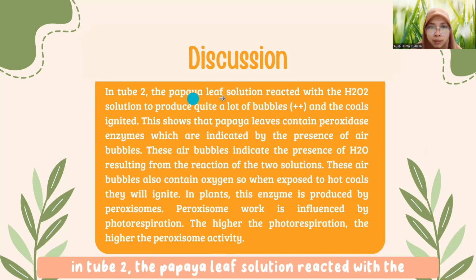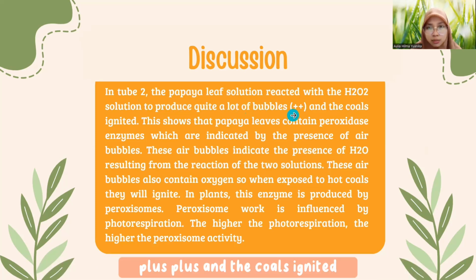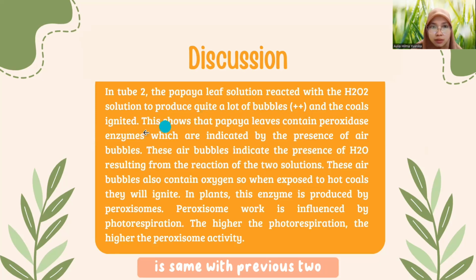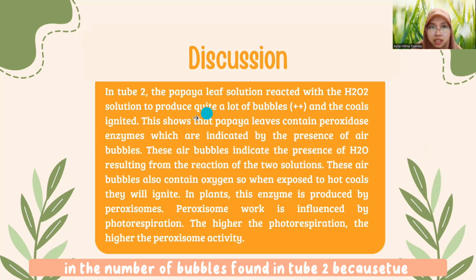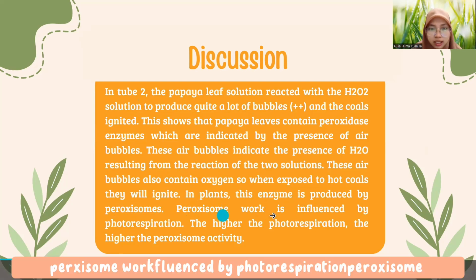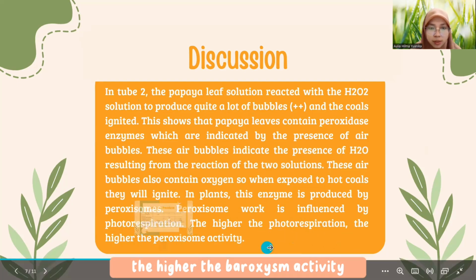In tube 2, the papaya leaf solution reacted with the hydrogen peroxide solution to produce quite a lot of bubbles, and the coals ignited. The reason the coals ignited is the same as in the previous tube, and the difference in the number of bubbles formed in tube 2 is because in plants, this enzyme is produced by peroxisome. Peroxisome work is influenced by photorespiration. The higher the photorespiration, the higher the peroxisome activity.